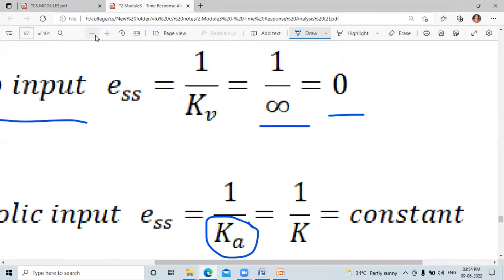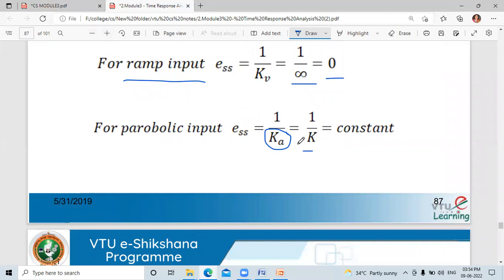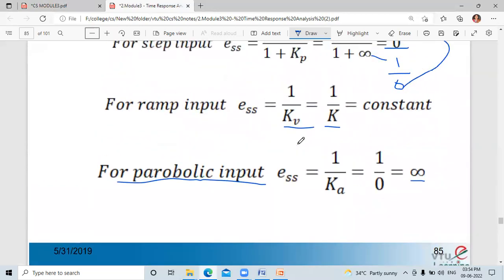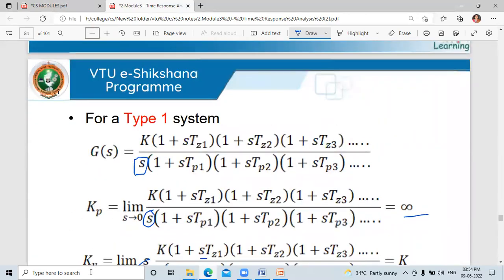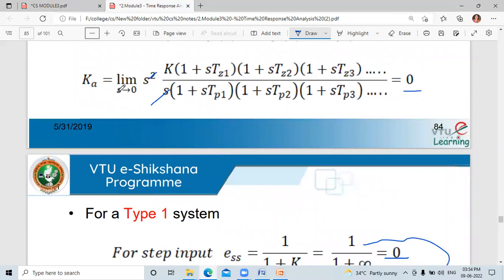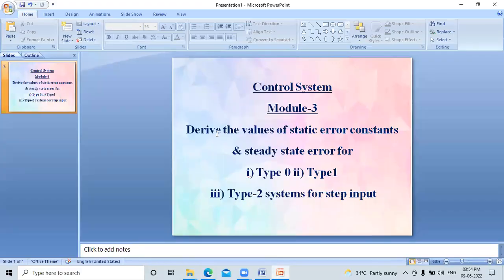Okay. So you can write depending upon the marks. If they have given 6 marks, you need to write type 0, type 1, type 2 systems, and you can solve for Kp, Kv, Ka, and you can write the steady state error directly. Okay, if they ask to derive the Kp, Ka, Kv, then you need to derive them for separate cases, that is type 0, type 1, type 2. Okay, so depending upon the marks you write. If they have asked to derive the values of static error constants, then there is no need of deriving Kp, Kv, Ka.